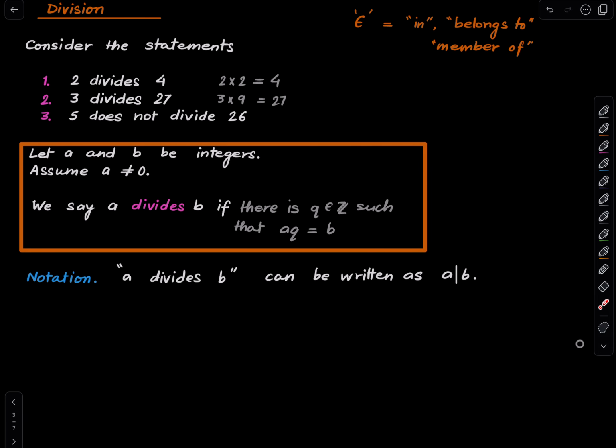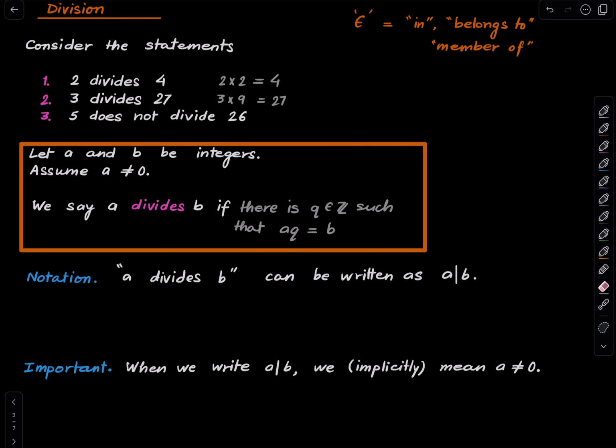And I just want to emphasize that when we say a divides b, we implicitly mean that a is non-zero. We will never say 0 divides something. So whenever we write this, it is already implied that a is non-zero regardless of us mentioning it. In the definition of division, we are defining it only when a is non-zero. Okay.